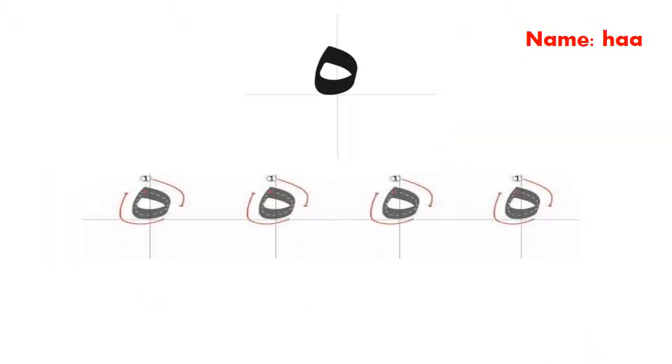Please take a close look here. In fact, before moving to the next letter, we would like to draw your attention to this pattern. This is also the letter Ha. You can find it written this way in the alphabet. It looks like the letter O in English and it is written on the line. Just keep that in mind.